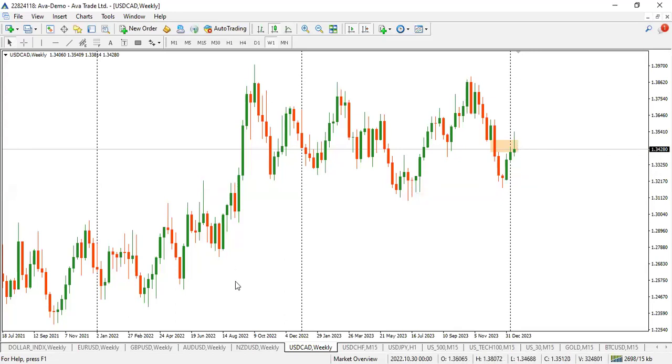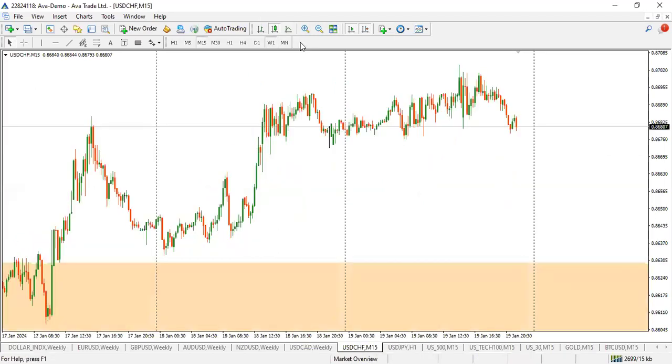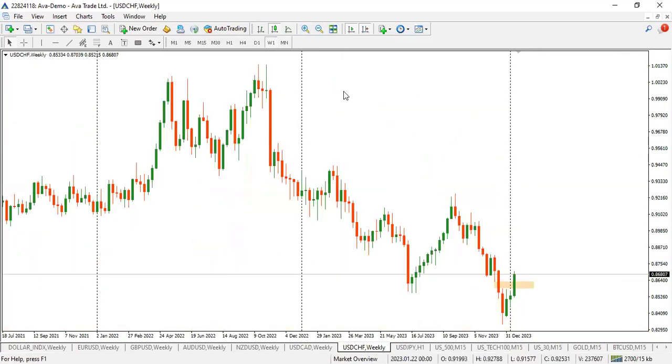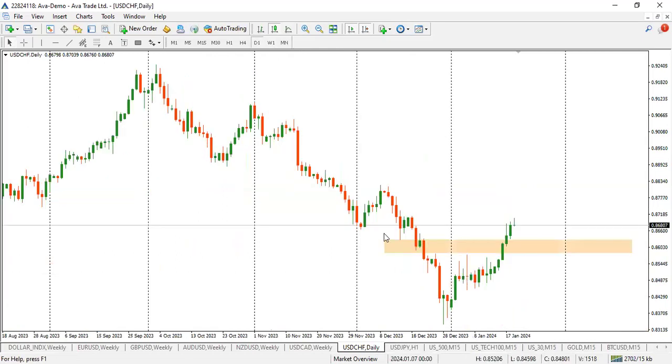We are bearish on USD CAD, USD CHF, Swissie, swimming bullish into this bearish order block, feeding the inefficiency completely. Got to the bearish order block, and we respected it.